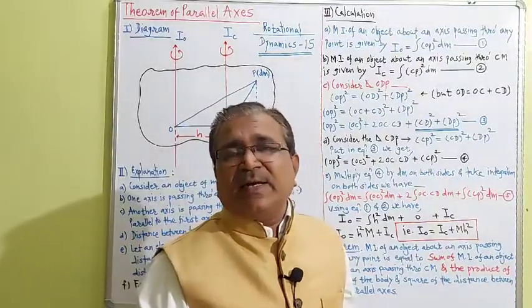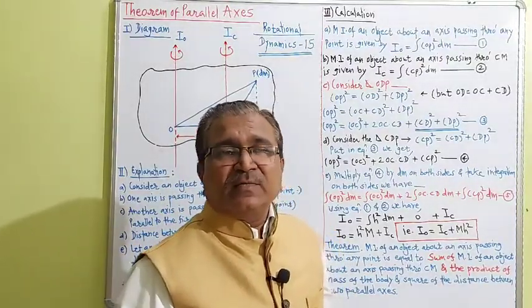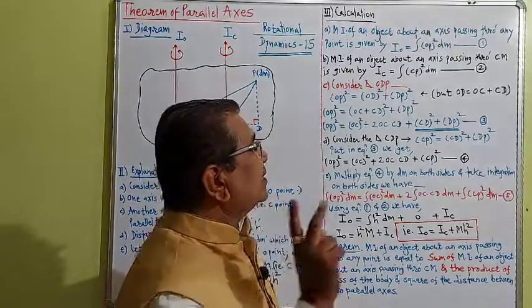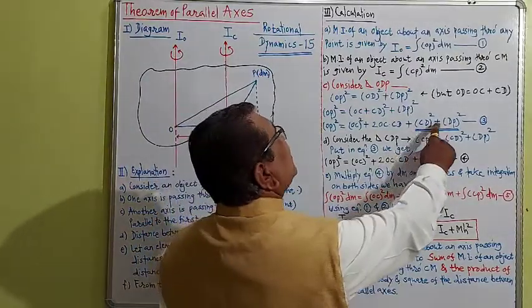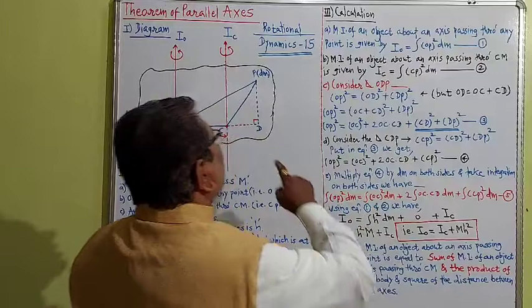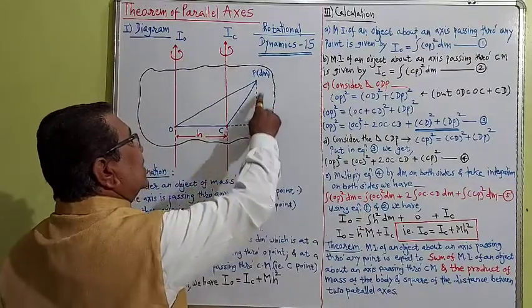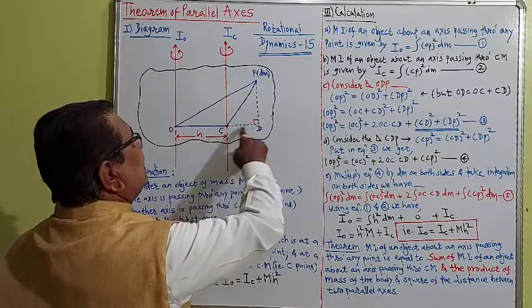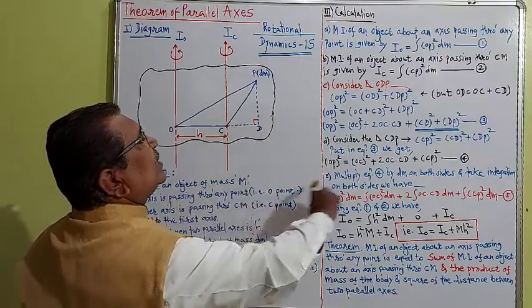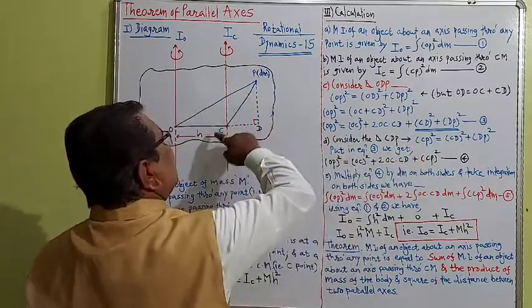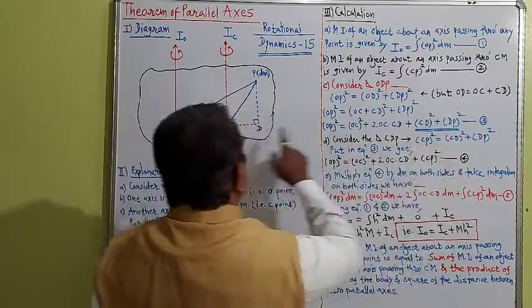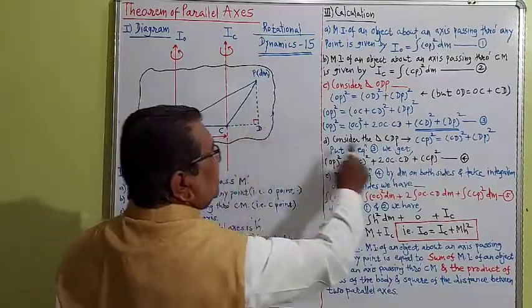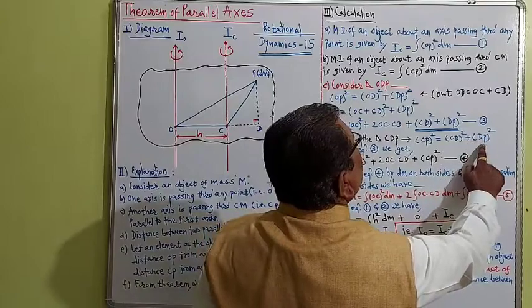10th standard mathematics you will have to use here. I have underlined two terms. What are those two terms? CD square plus DP square. By considering this short triangle, which triangle, dear student? CDP. From the triangle you will get CP square is equal to CD square plus DP square.